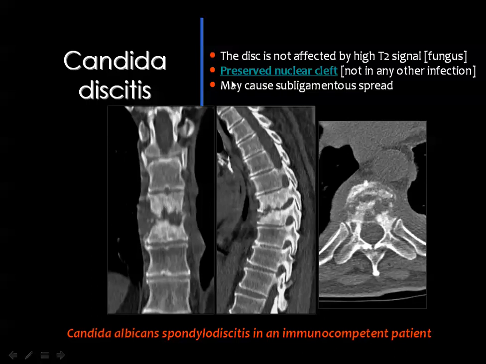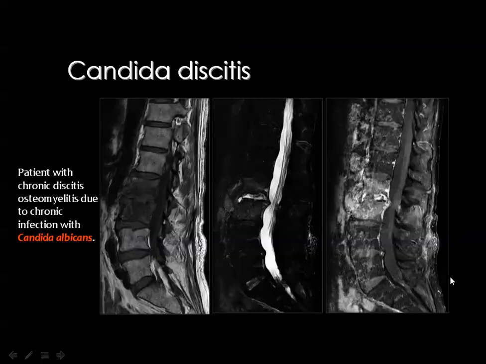One of the findings which may be suggestive is the preservation of the nuclear cleft of the disc, which is not seen in any other type of infection. I am not sure about this, but you know that this low signal line within the bright disc in the T2 weighted image is known as the nuclear cleft. And if you look here, you may assume that this black line is the nuclear cleft which is preserved. Then you think of fungal infection. I am in doubt of this.